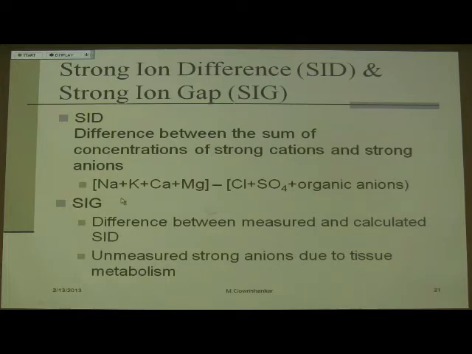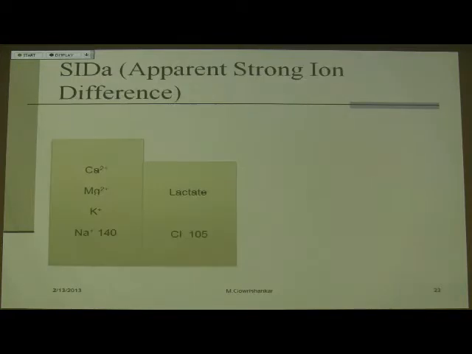So as you can see, this is going to include all the strong ions and all the strong anions. And so it includes calcium and magnesium as well as sulfates and organic anions, such as lactate, keto acids, whatever. And the strong ion gap is going to be the gap between the strong ion difference, which is measured and calculated. So it's very confusing. Unless you had a computer program that spits out all this information to you at the bedside, this is going to be very difficult to do. So I'll try to take you through that.